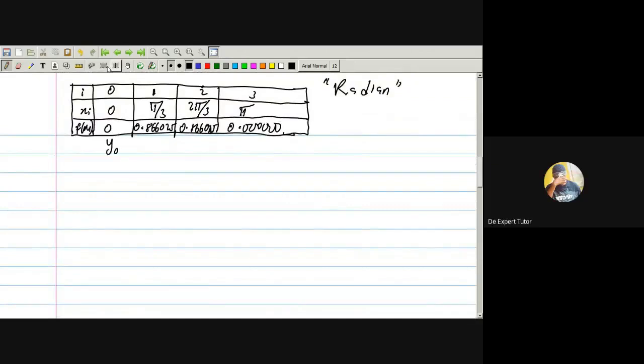Remember, some people can say f of x naught, it is the same thing. So Y0, Y1, Y2, Y3. If you label this way, you will see that your n is 3. After that, what do we do? For the trapezoidal rule, I is equal to h over 2.